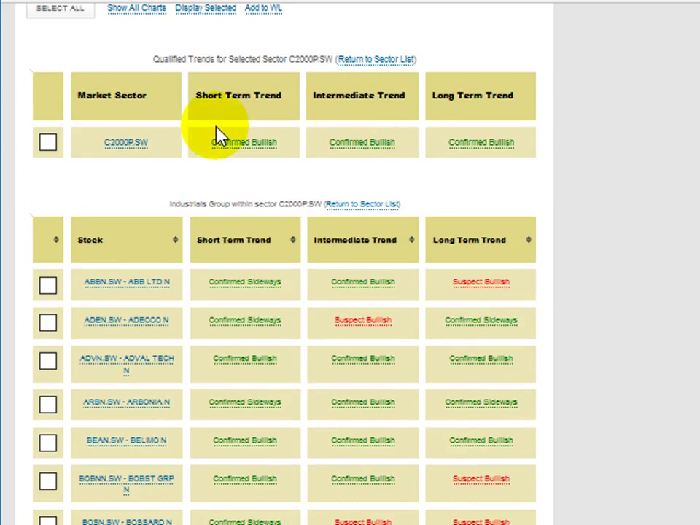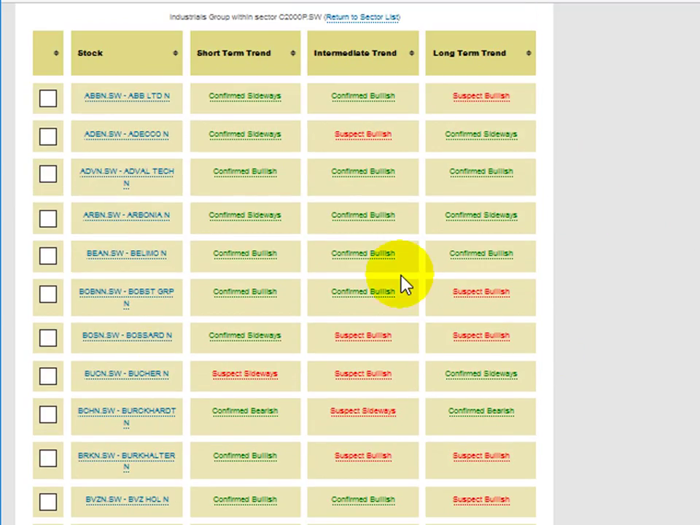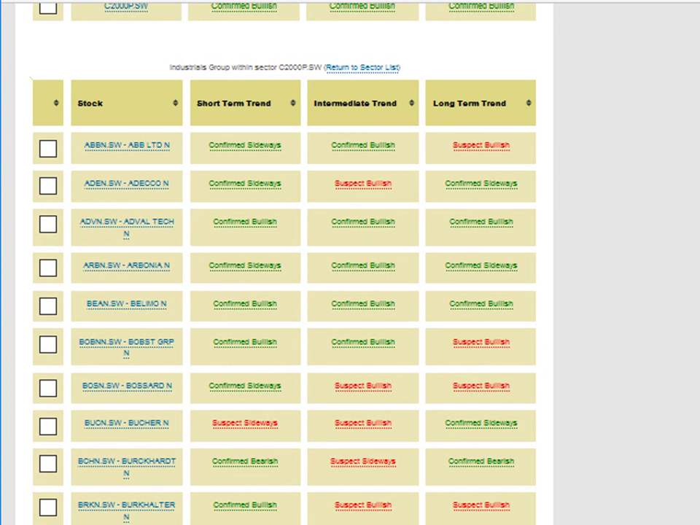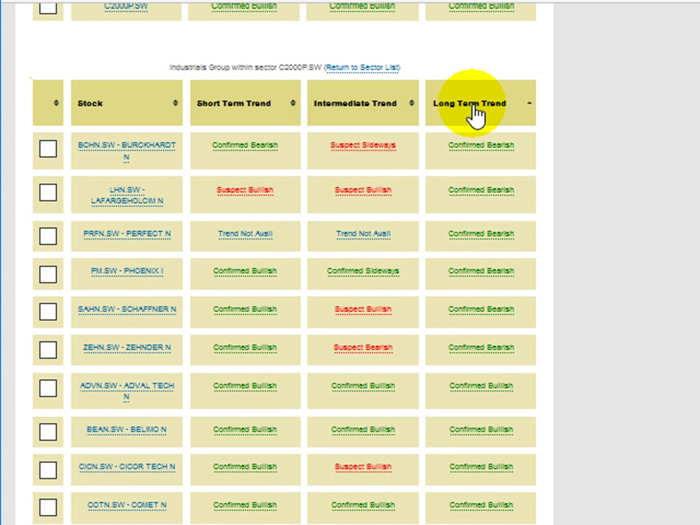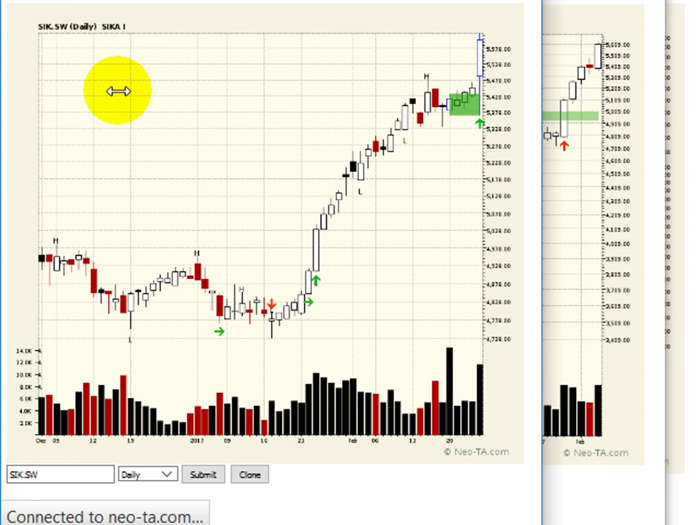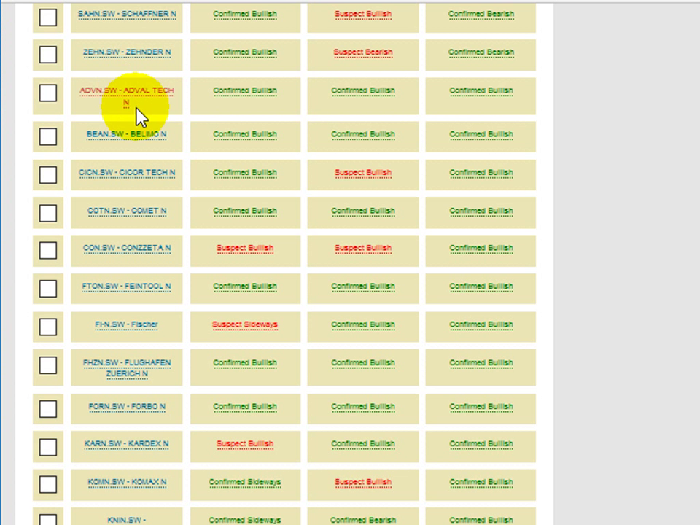So there's the industrial sector, what its trends are, and then all the stocks that are in that same sector. The nice thing about this is it groups them all, and it basically gives them to you by trend. So if I'm focused on, say, the long-term trend, I could click on that and sort them by long-term trend. And then if I'm really interested in these stocks and I want to know what they look like, I can click on those stocks individually, one by one, and I can pull up those stocks and see what their charts look like.